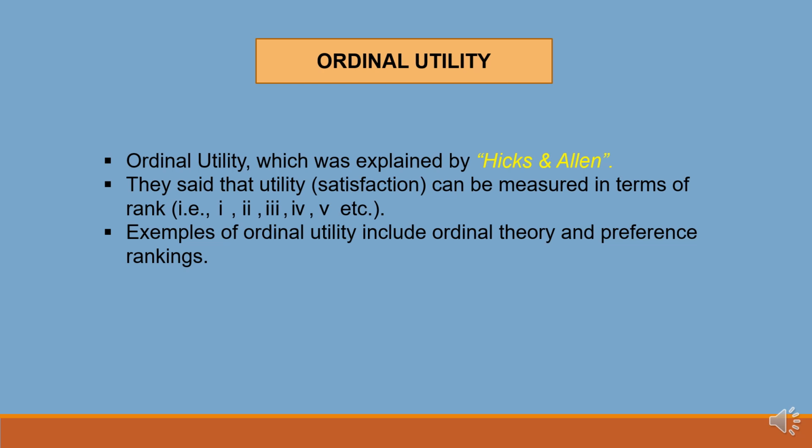For example, Tuma prefers a glass of fruit juice to lemon soda. It means fruit juice has more utility than soda. In this case, fruit juice can be placed in the first position and soda in the second.